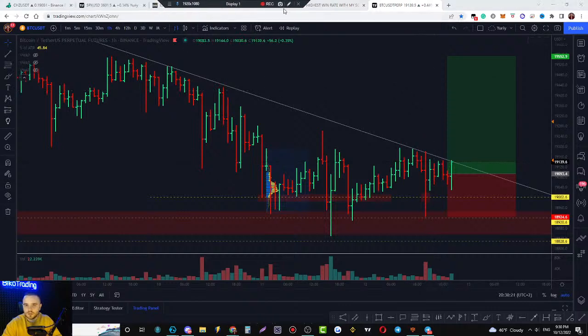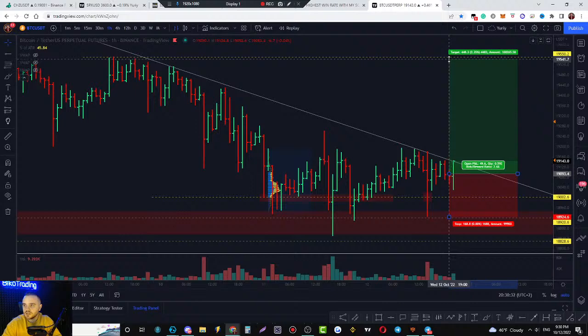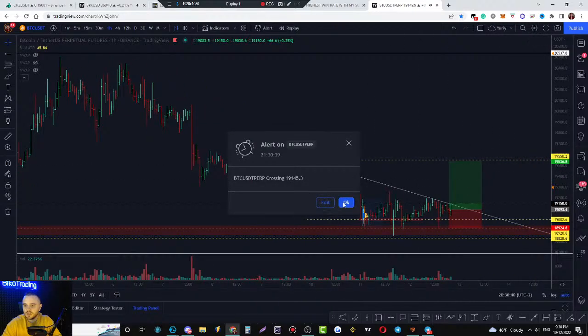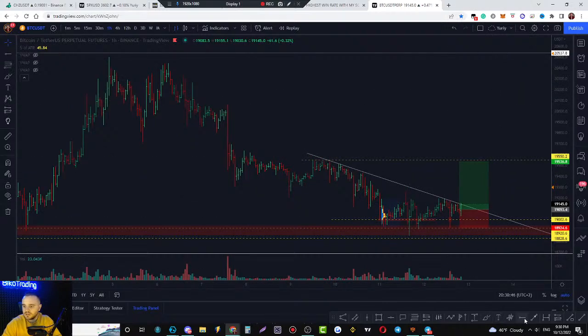First one is here, below this high. I would set it exactly below this high. Here, it is this one, 19,540. It is the first target. Here, you can book at least 25-30%.